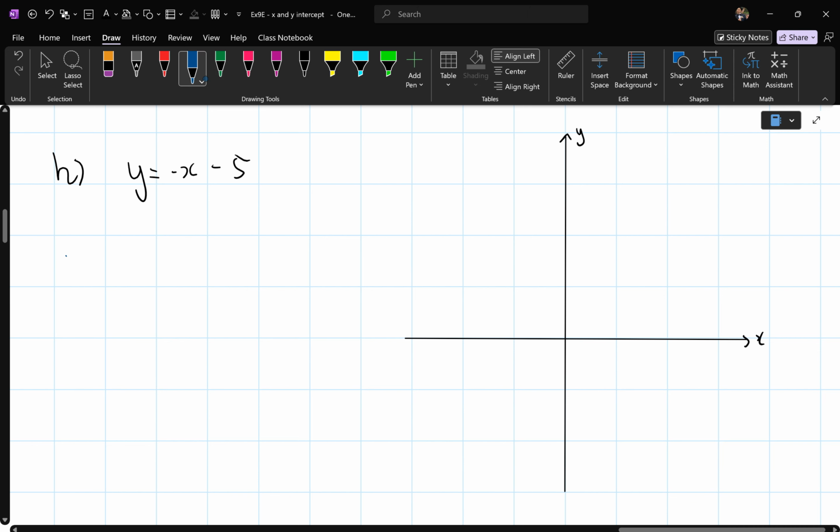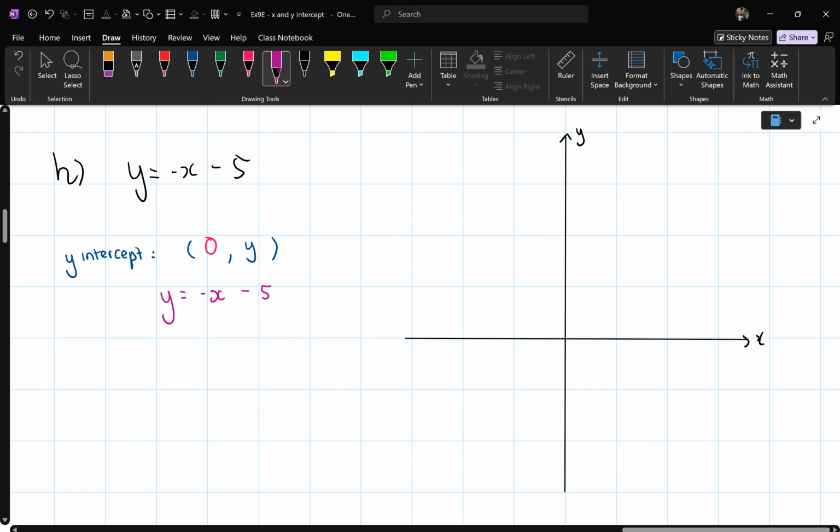So here we go. Y-intercept. What do you know? What's the fact about a y-intercept that you know? For y-intercept, we know that the x-coordinate is always going to be 0. It has to be. That's a fact. What we don't know is what y is. According to the rule, y is equal to negative of x minus 5.